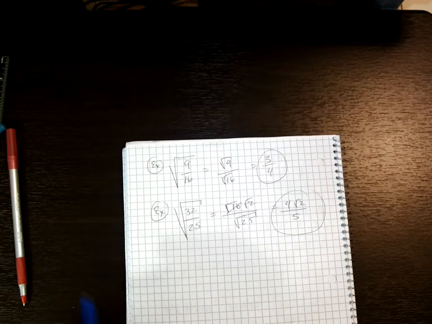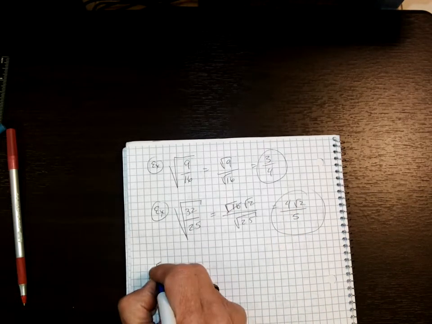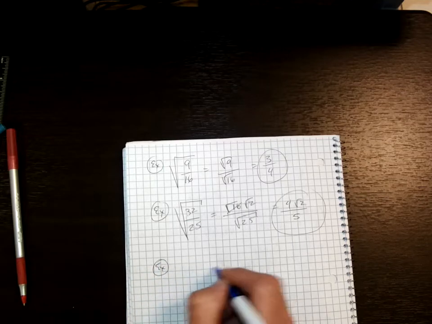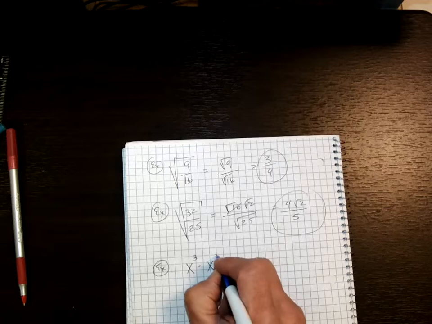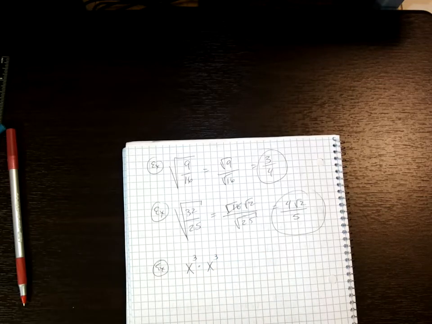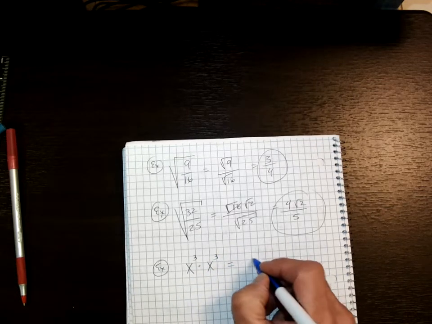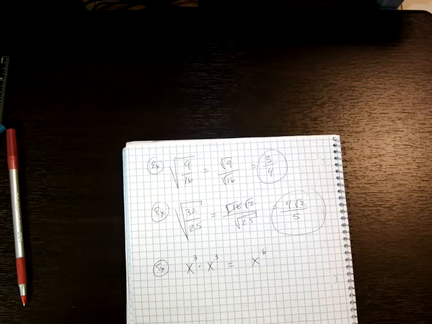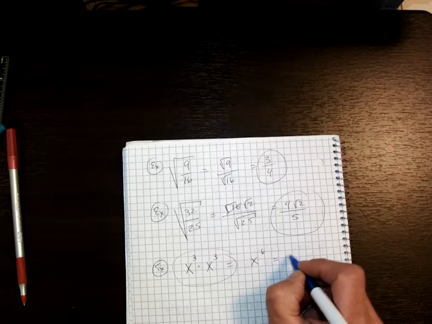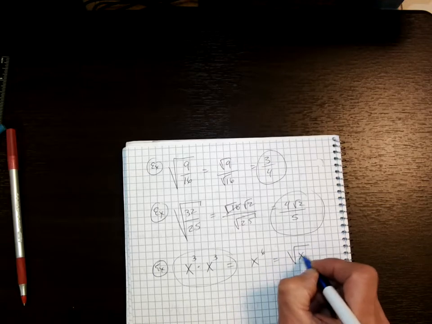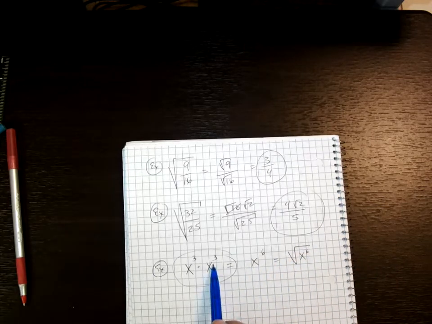All right, now what about variables? Well, let's take a look at this. If I had x cubed times x cubed, that would be x to the 6th. Or, since there's 2 of these, if I took the square root of x to the 6th, I know the answer has got to be x to the 3.